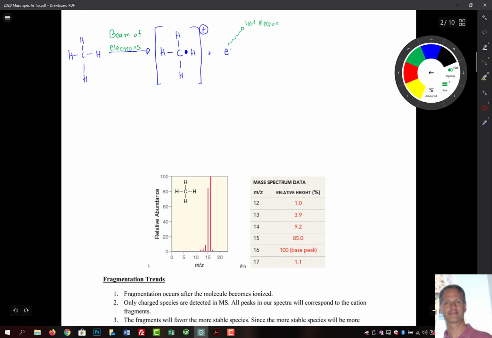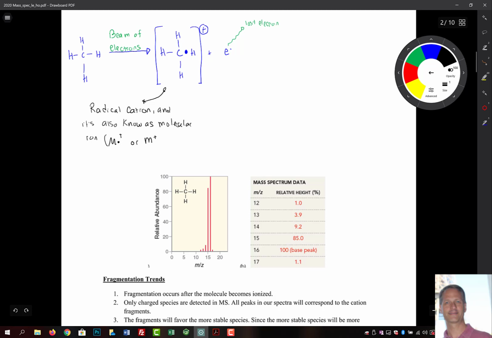Now this thing here is called your radical cation. So it's a radical and it's a cation. It's also known as the molecular ion. And sometimes we abbreviate that M dot plus, or sometimes just M plus.